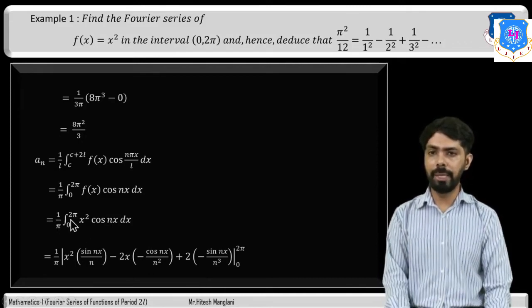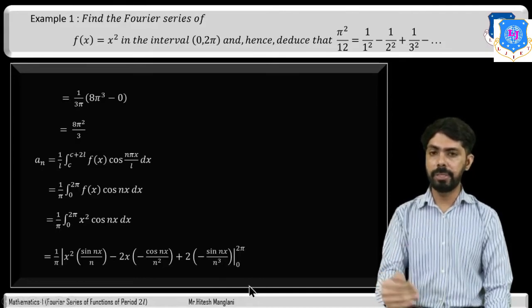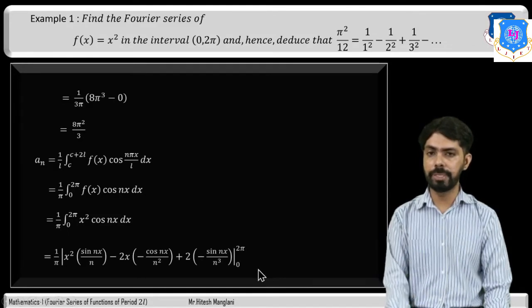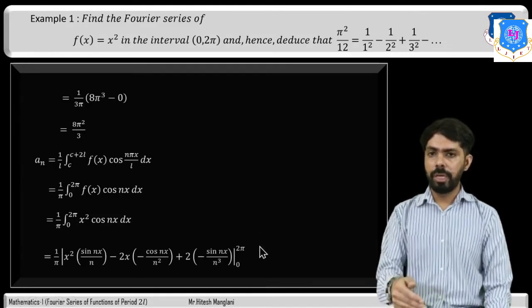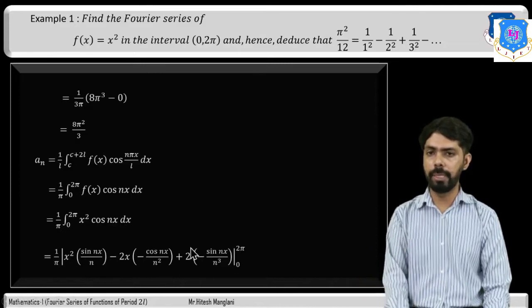So now we will apply the limits, that is 0 to 2 pi. First of all, we will replace x by 2 pi, then minus, the lower limit will be 0. So for that we will replace x by 0. Because first of all we apply the upper limit, then minus the lower limit.